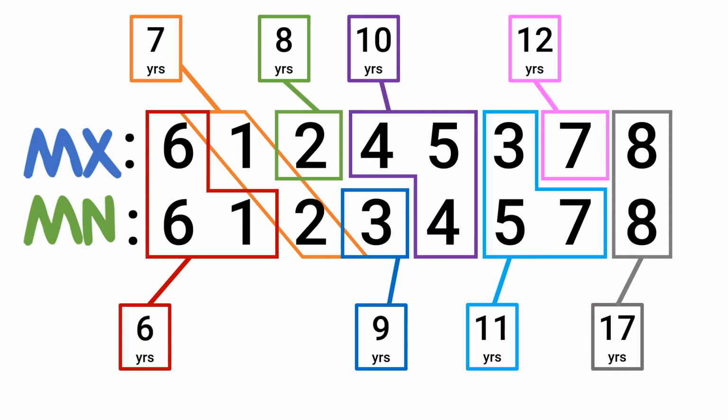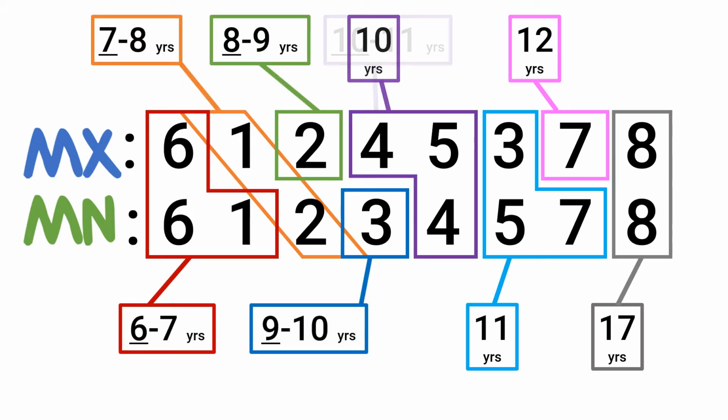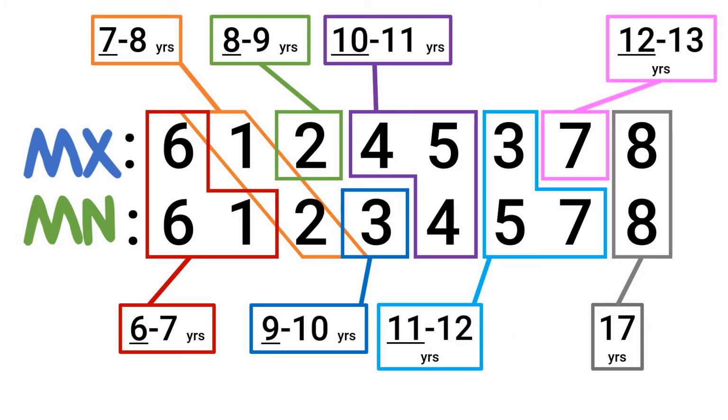Now, let's adjust for the fact that these ages are usually in a range. We got our base ages down, now let's just add one more year to these numbers, and that'll give us our range. The only exception will be the age of 17. This is going to be a little wider range from 17 to 21.